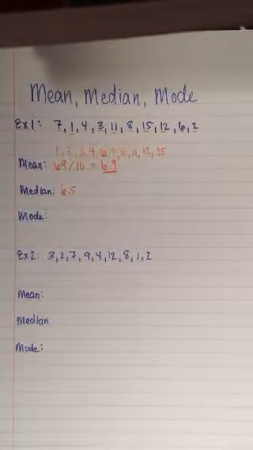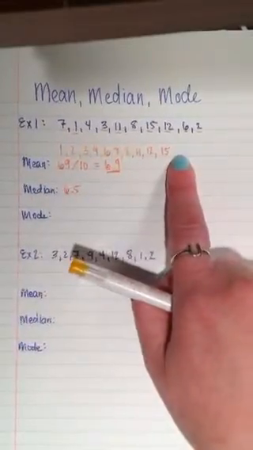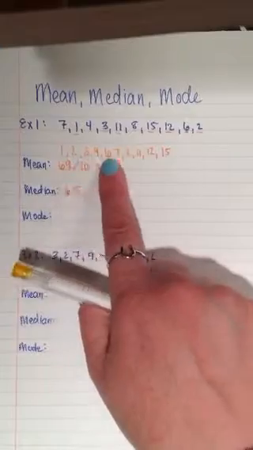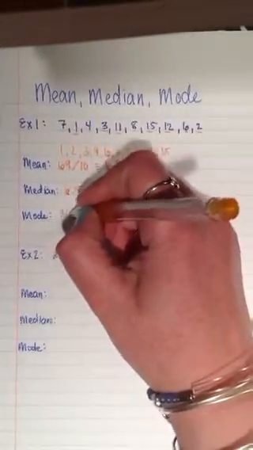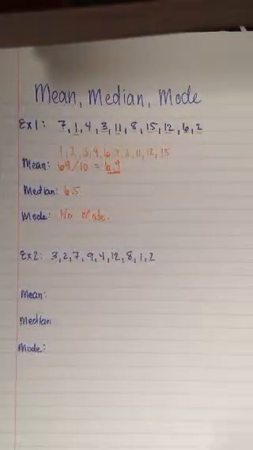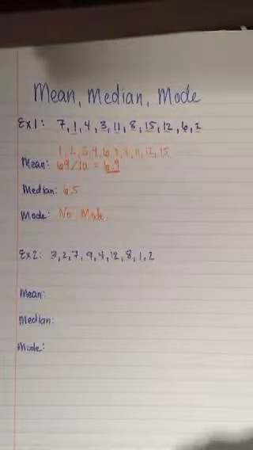Our mode is the number that occurs the most often in our set of numbers. In numerical order, it's easy to see which number occurs the most frequently. As I go through and look, I can see that each number is only used one time, so there is actually no mode.